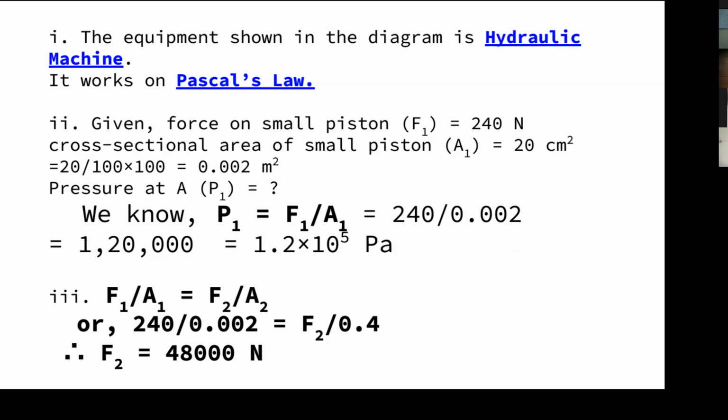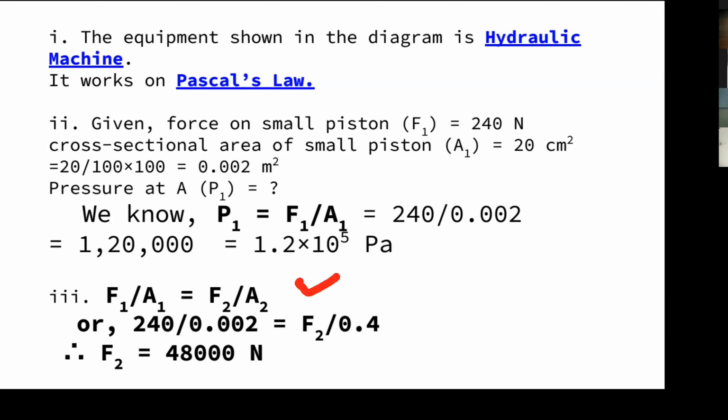Remember here, please, you have to take care when we are asked to find the pressure of only one portion, and since we are using the formula F upon A, both the quantities must be in the same unit. So Newton SI and meter square SI, then only we can get the correct value of pressure. The third question was to find the force on the larger piston. To solve this number three, we have used the formula given by Pascal's law.